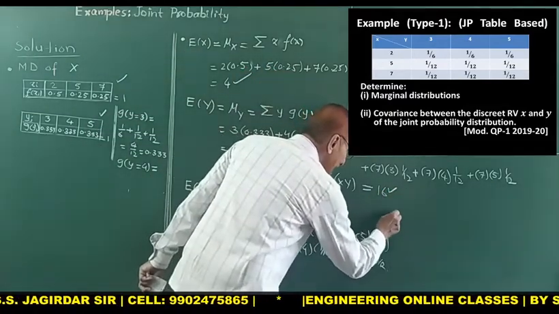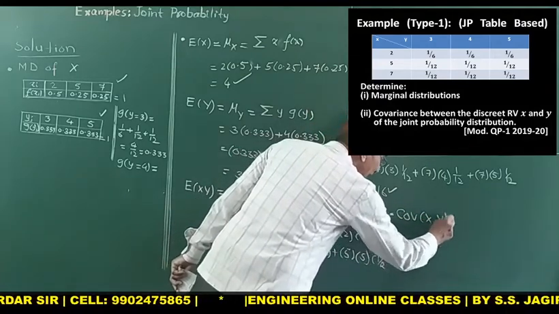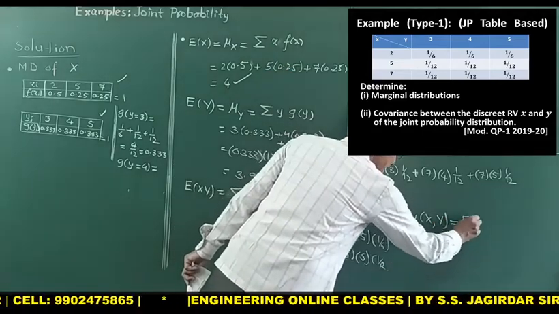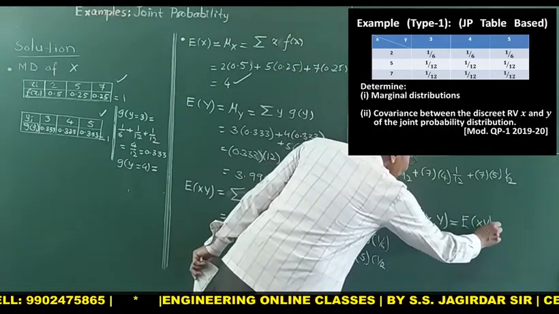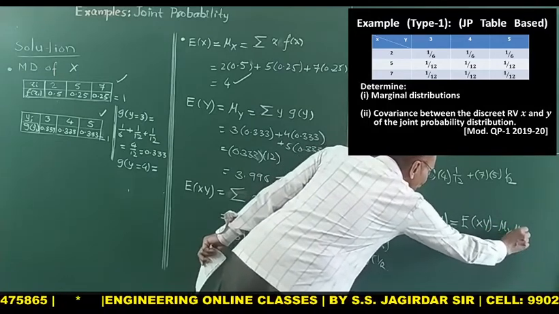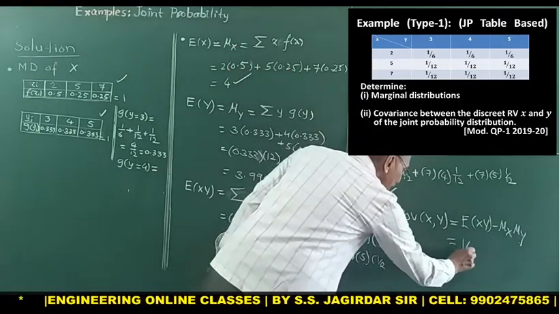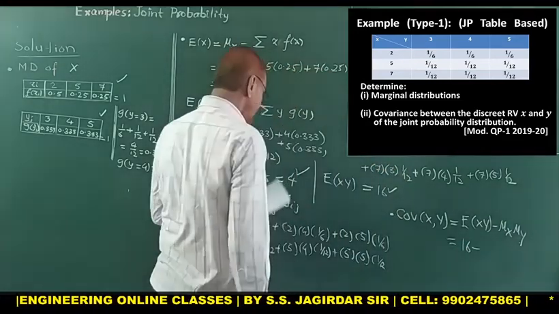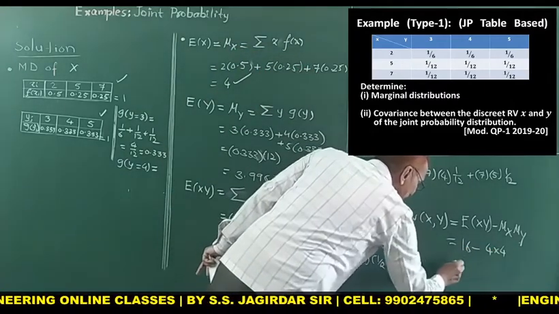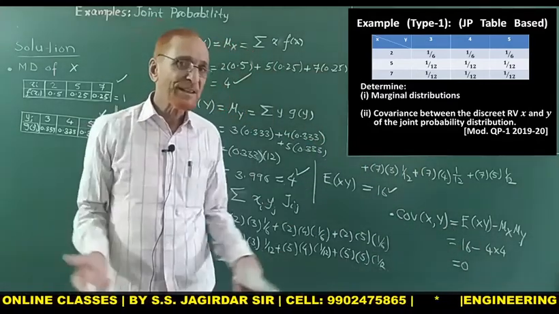Then lastly, covariance of x comma y is equal to, the formula is what? Expectation of xy minus mu x mu y. Expectation of xy is 16 minus expectation of x, 4, into 4, and that is equal to 0. Finish. This is your example.